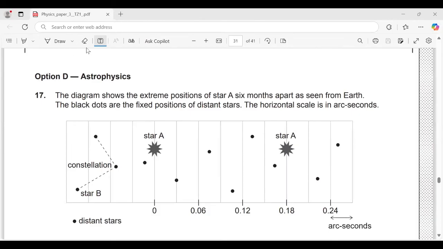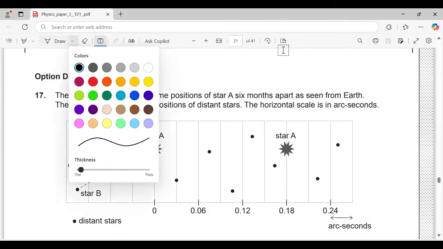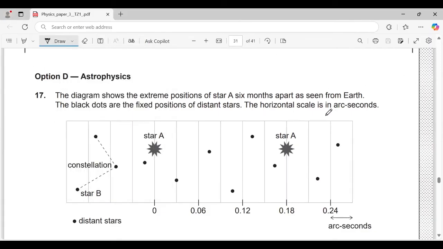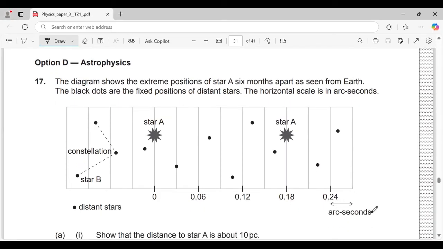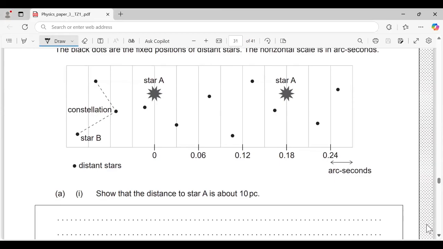The diagram shows the extreme positions of star A 6 months apart as seen from Earth. The black dots are the fixed positions of distant stars. The horizontal scale is in arc seconds. So this is the diagram. It's in arc seconds. Okay, distant stars. Show that the distance to star A is about 10 pc, right?